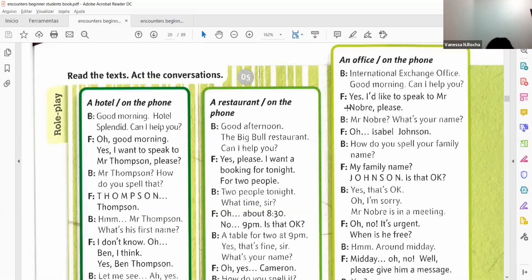Johnson is such, okay. Vanessa, you have to spell it. You have to say letter by letter. Passo letra, né? Yes. Teacher, help me. Okay, sure. First letter is J. J. O. O. H. H. N. N. S. S. O. O. N. Very good. Is that okay?